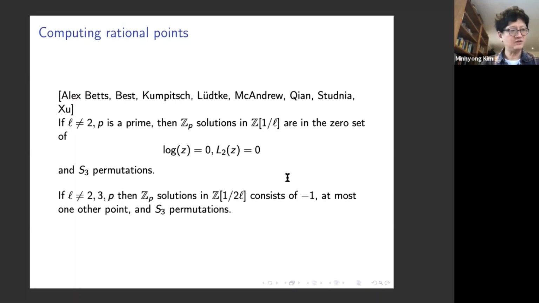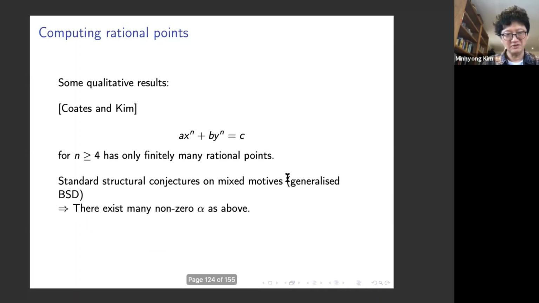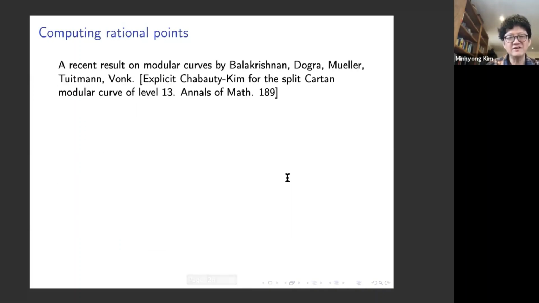But maybe what I'll tell you about is a very nice application. There are also some qualitative results and so on, but I'll tell you about a very recent result of these five authors: Jennifer Balakrishnan, Netan Dogra, Steffen Müller, Jan Tuitman, and Jan Vonk.